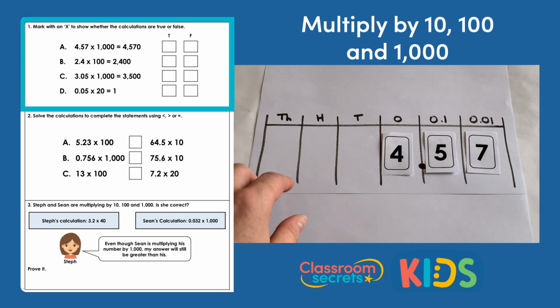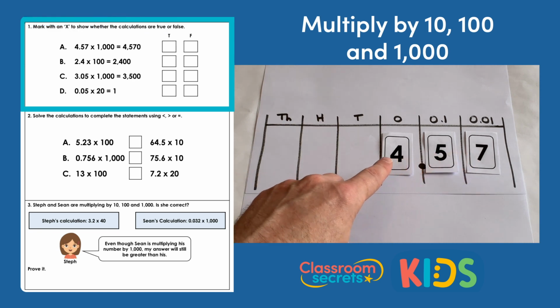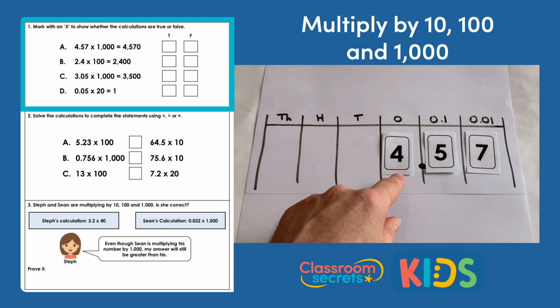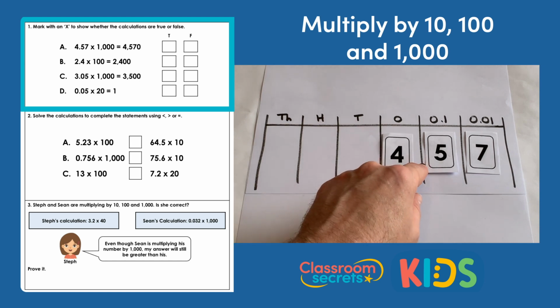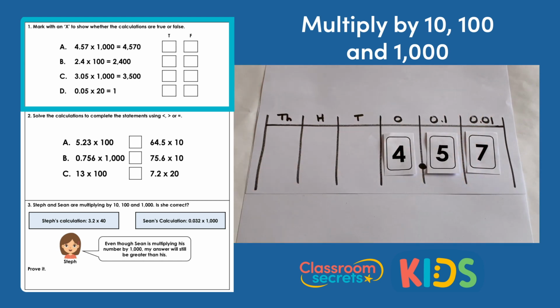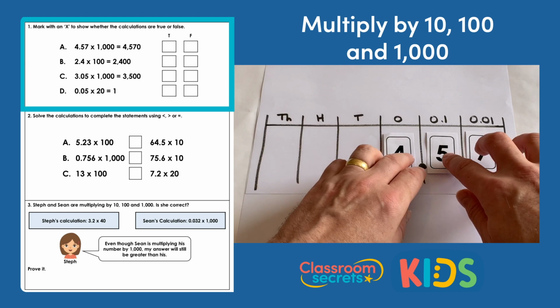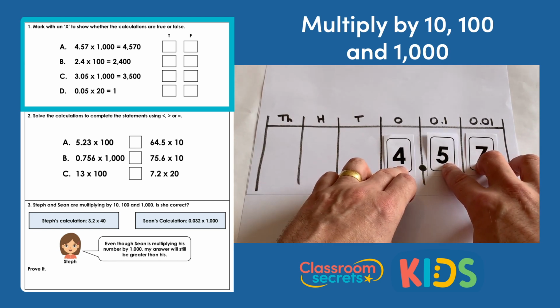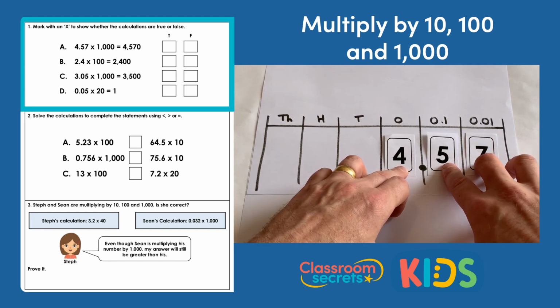So what I'm going to do, I've got a place value grid here and I've got some digit cards. So we're going to put the digit cards on the place value grid to make the numbers and then do the calculations. So A is 4.57 multiplied by 1000. So we've got 4 in our ones, 5 tenths, 7 hundredths, 4.57. So to multiply by 1000 then, these digits are going to move 3 columns to the left.